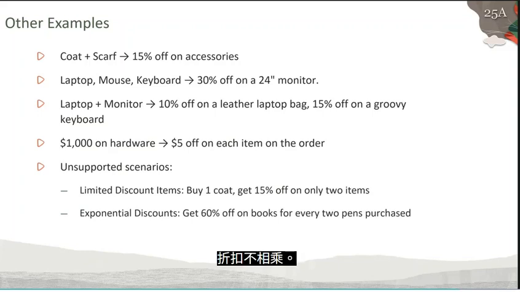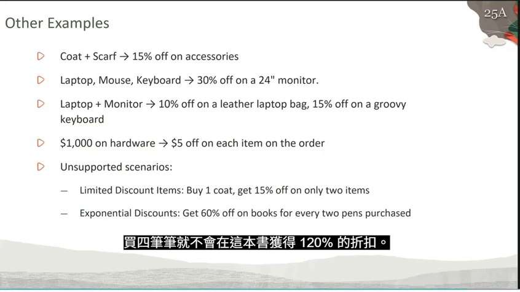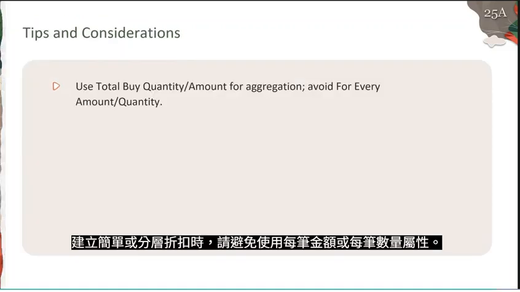Avoid using for every amount or for every quantity attributes when creating simple or tier discounts. These are not compatible with these discount types. Instead, use total by quantity or total by amount to aggregate and apply the discount appropriately.